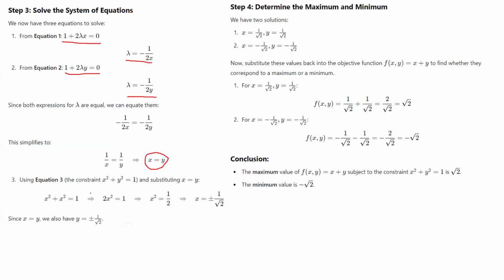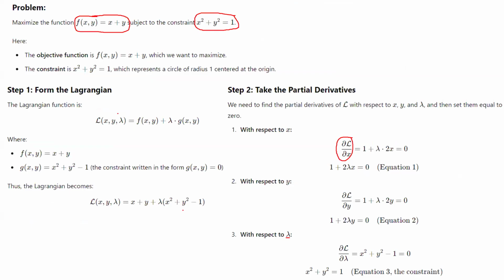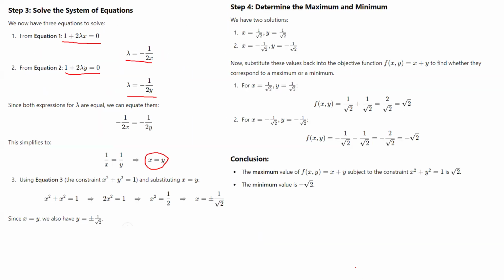Now I substitute this in the third equation, which is x squared plus y squared is equal to 1, right? When I substitute x is equal to y here, I get x is equal to plus or minus 1 by root 2, y is equal to plus or minus 1 by root 2. Now we got two solutions. We also know x is equal to y, so when x is equal to 1 by root 2, y should also be 1 by root 2. When x is equal to minus 1 by root 2, y should also be minus 1 by root 2. Now we have the x and y values.